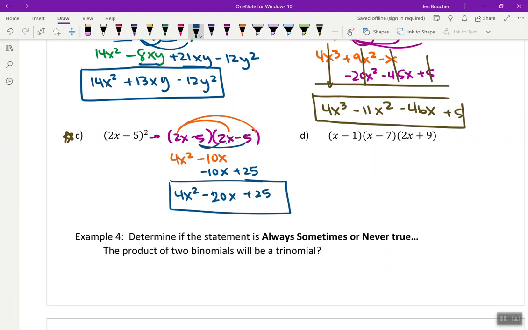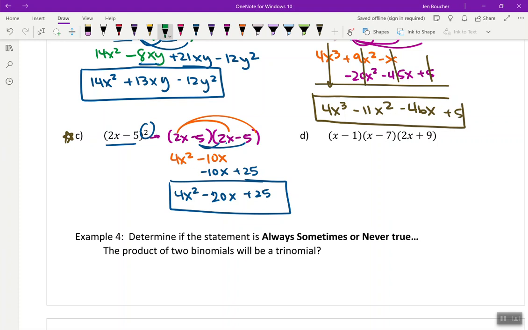Ta-da! So the key thing is when you see a binomial squared, please make sure you rewrite it so that you can properly multiply it out. And if that's one that we are harping on, like you have to know how to do this problem, please remember you have to know how to do that problem. Okay, great. Part D.